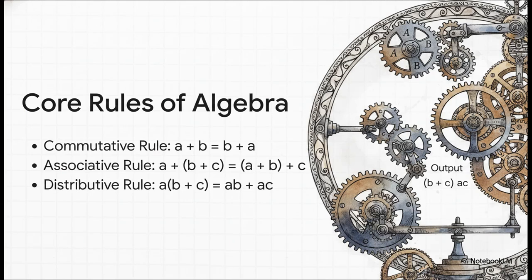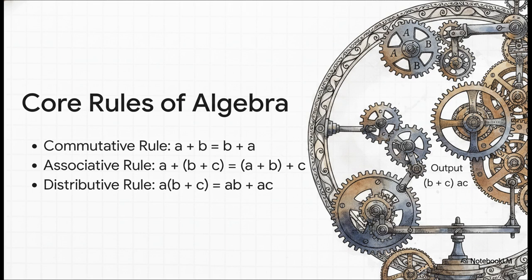To actually manipulate our equations without breaking that perfect balance, we rely on 3 unbreakable laws. First up, the commutative rule. This just tells us the order of addition or multiplication doesn't matter. A plus B is exactly the same as B plus A. Simple enough. Second, the associative rule says how we group terms when adding or multiplying doesn't change the outcome.